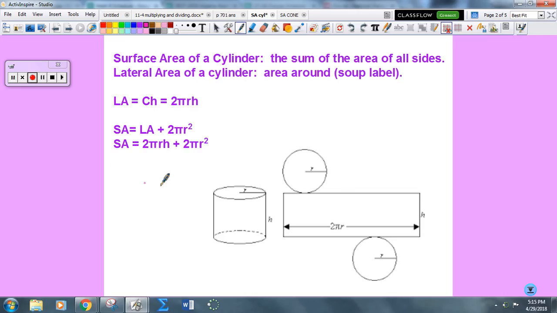Again, I will give you formulas on all tests. The formula you will be given is this one. You need to know that this part is the lateral area. So write this down, and then we have some problems to do in our book.